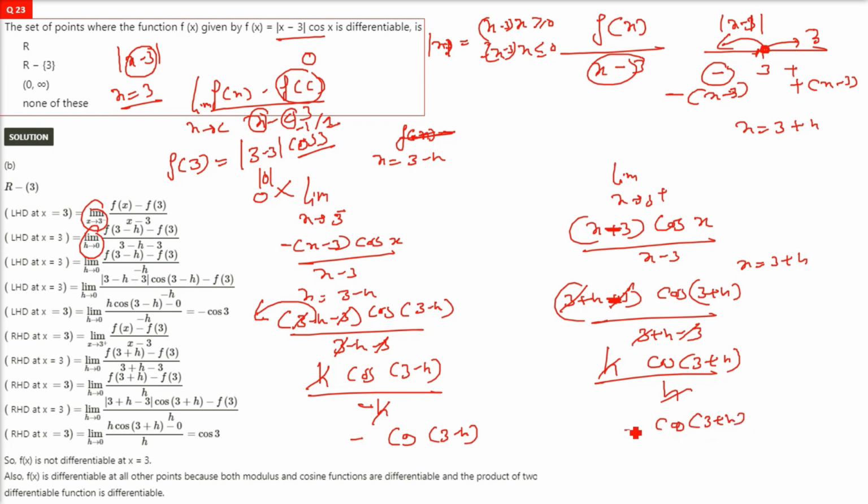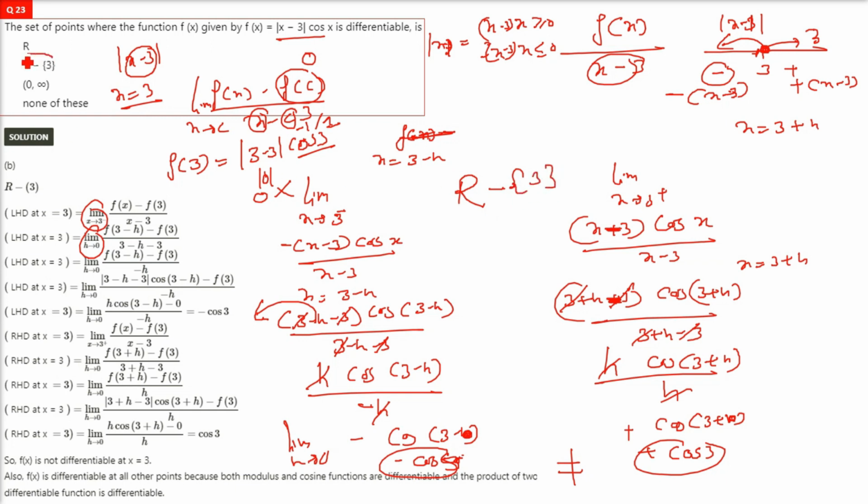Now, whatever you put inside cos, it is going to be between negative 1 and 1, right? So you can just have h as 0, cos 3 will have a certain value, we don't know it, but we don't require it because we know that cos 3 will be some constant value, negative cos 3 and plus cos 3. So they are not equal. That is, this function is not differentiable at x equals 3. So you have all the real numbers except 3. That is what you are going to tick, the second option.